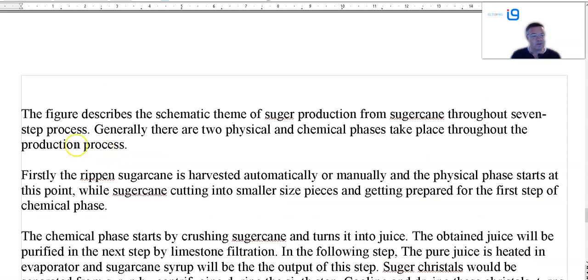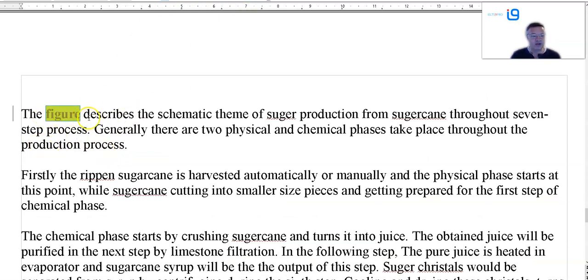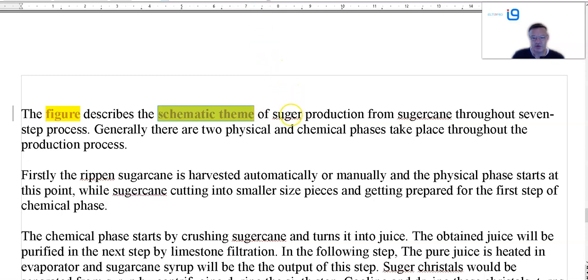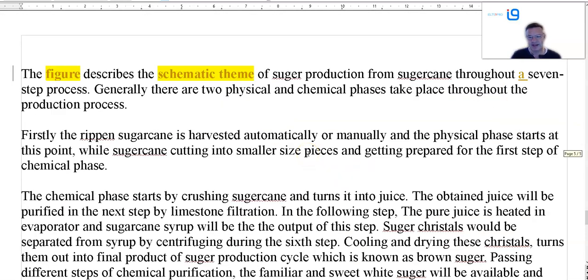Now you've got the figure. Well, it's not a figure. It doesn't describe it. It illustrates or shows a schematic theme. What does that mean? Of sugar production from sugar cane throughout a 7-step process. There are 2 physical and chemical phases which take place throughout the production process.